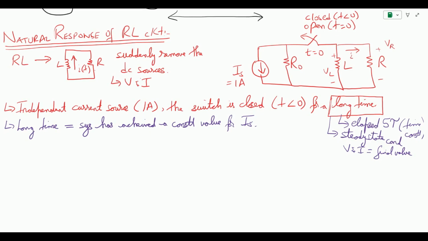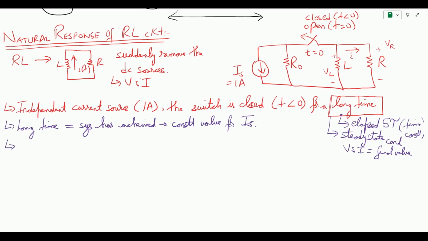And the second thing long time means is that the system or the circuit has elapsed for 5 tau, tau being the time constant. So what is this time constant? We are going to talk about it shortly. Currently we are focusing on the steady state condition, that long time means the system has acquired constant values.